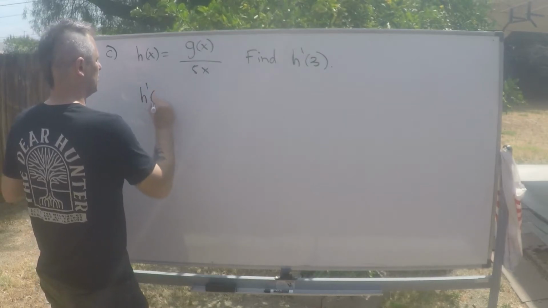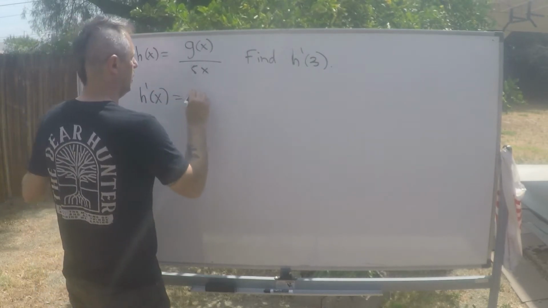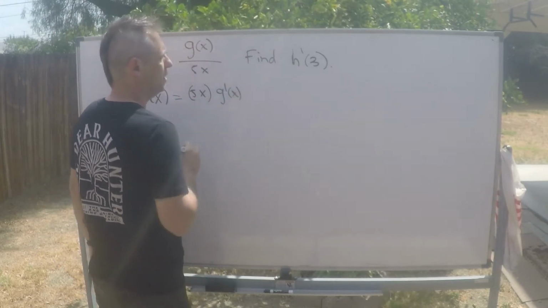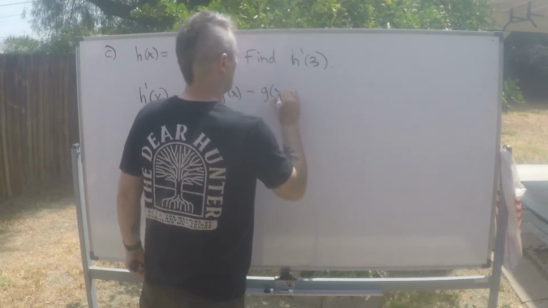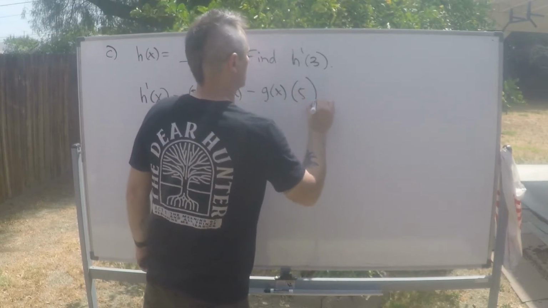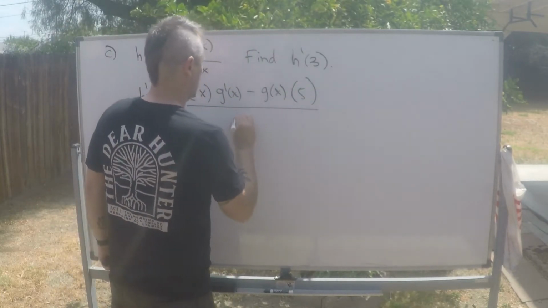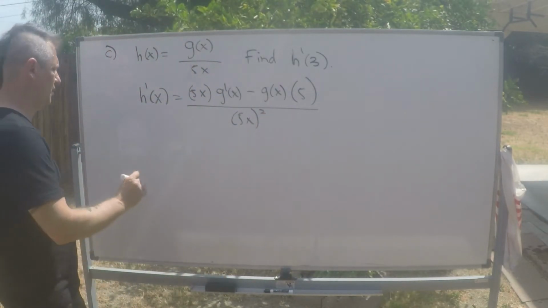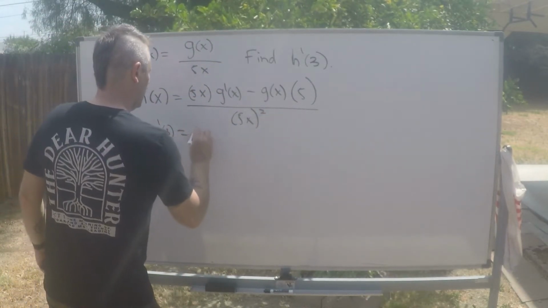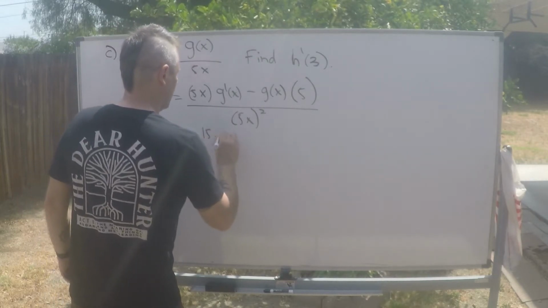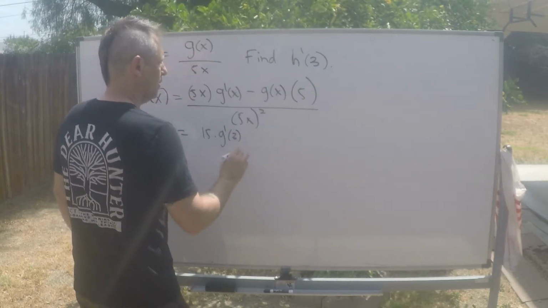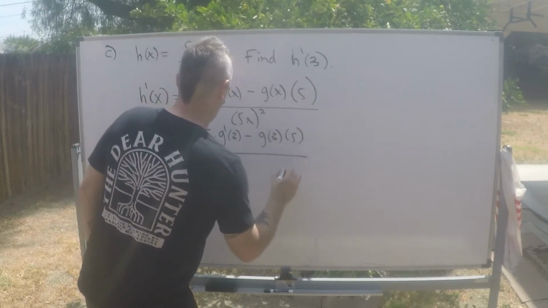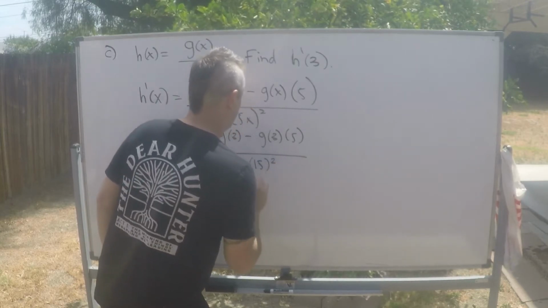So h prime of x, we have to use the quotient rule, is low d high, g prime of x, minus high d low. Derivative of 5x is just 5, all over low squared. And now we plug in: h prime of 3 equals 15 times g prime of 3 minus g of 3 times 5 over 15 squared.